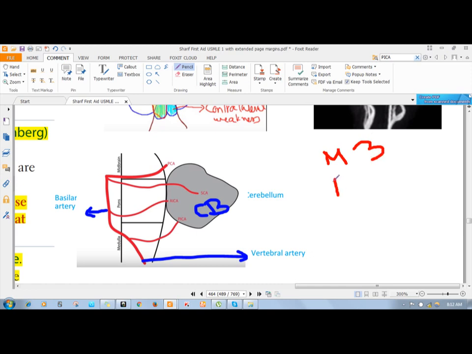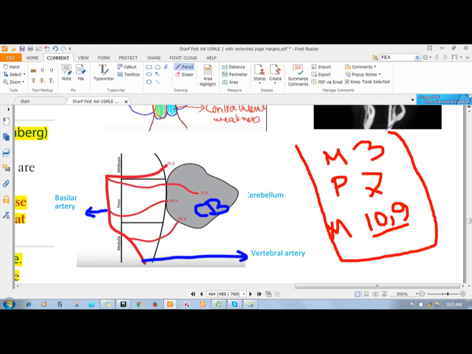For pons, the classic one for me is 7. And for medulla, the classic cranial nerve nuclei is 10. And also you can say 9, because they have a common origin called nucleus ambiguus, which lies inside the medulla and the lateral part of the medulla. So those 3 numbers are going to make a big difference. So 3 and then 7 and then 10.